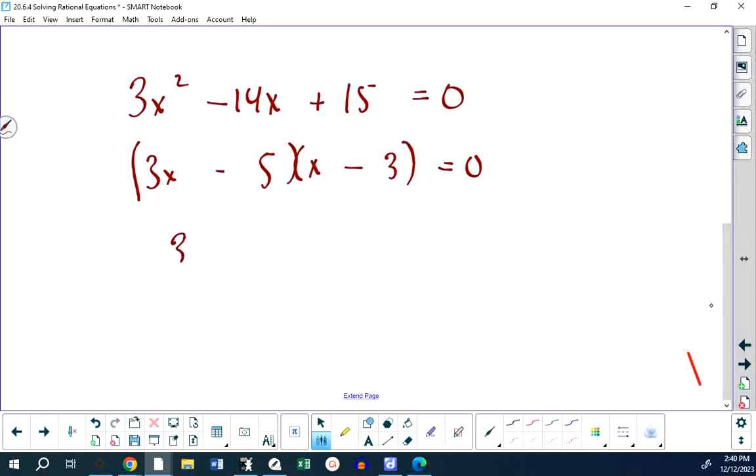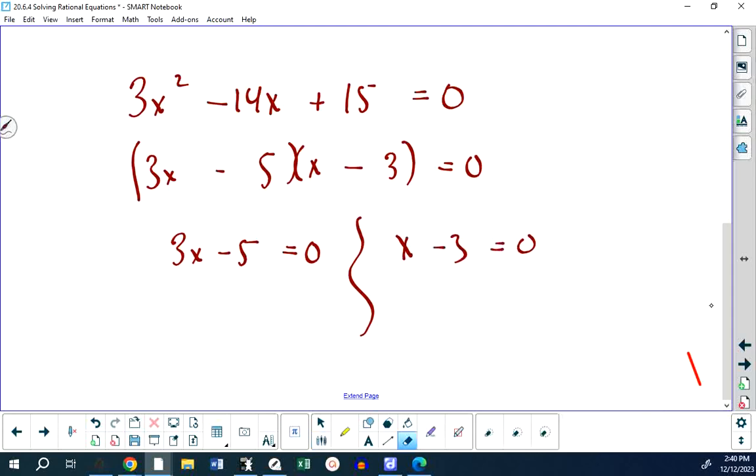So 3x minus 5 equals 0, and x minus 3 equals 0. That tells us that x equals 5 over 3, and x equals 3. Any questions with that example? Oh, we're not moving on yet. We're not done. Because this is wrong.